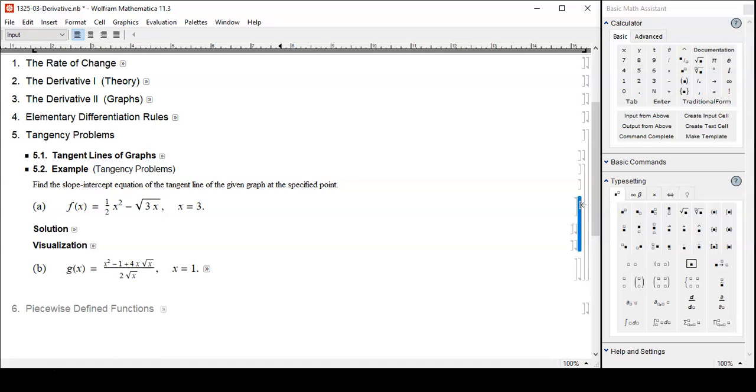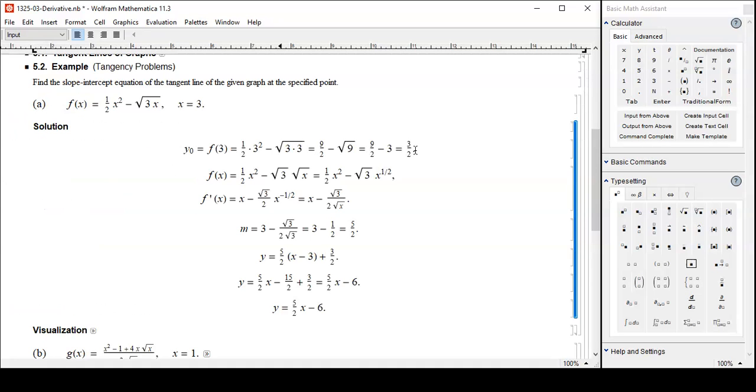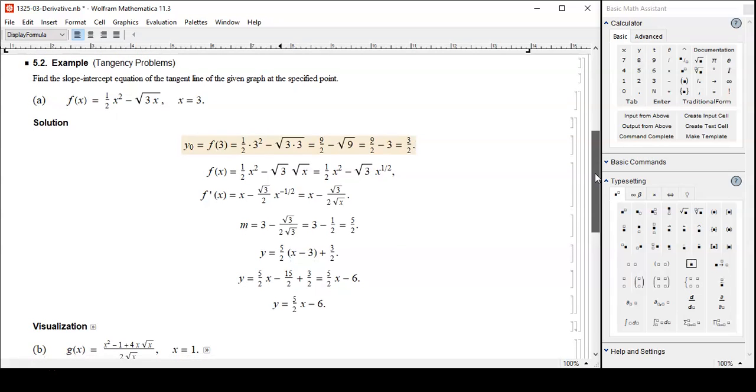Here we go. Plug in x equals 3. Excuse me, sorry about the cough. I'm recovering from COVID right now. Plug in x equals 3 and do your computation, and we get the y0 value. It's 3/2. Alright, now let's go to step 2.